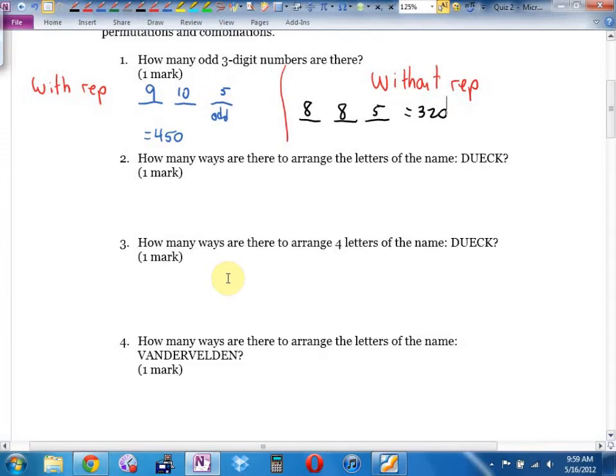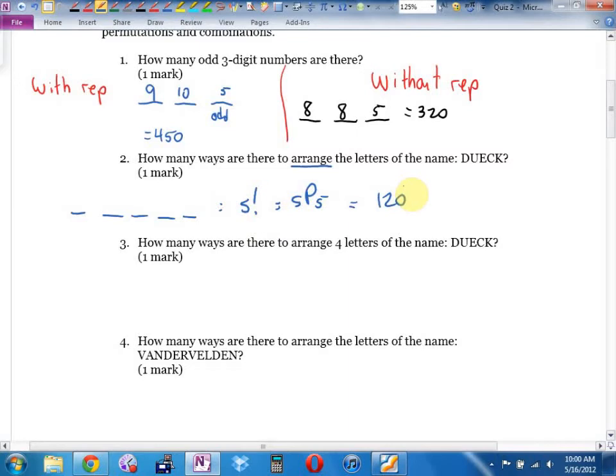Number 2, how many ways are there to arrange? The word arrange is code for permutation. You could do this several ways. You could draw 1, 2, 3, 4, 5 blanks, or you could say it's 5 factorial, or you could say it's 5P5, but no matter what, the answer is 120.